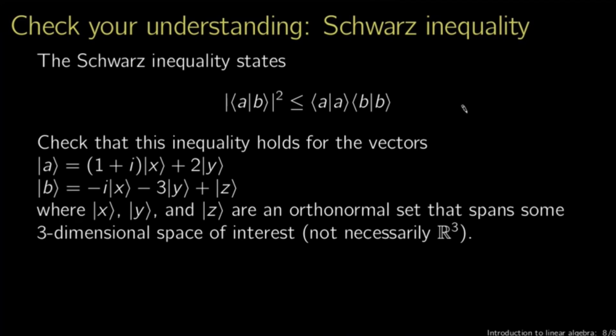So your task is to check that this inequality holds for the two vectors given, where x, y, and z is an orthonormal set that spans some three-dimensional space of interest. Note that I'm not necessarily talking about three-dimensional Cartesian space here, but it's a good analogy to keep in the back of your mind if you're having trouble imagining what these things should look like.